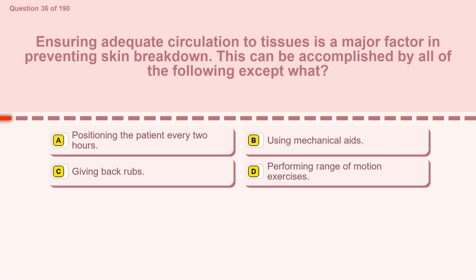Question 36. Ensuring adequate circulation to tissues is a major factor in preventing skin breakdown. This can be accomplished by all of the following except what? Option A. Positioning the patient every 2 hours. Option B. Using mechanical aids. Option C. Giving back rubs. Option D. Performing range of motion exercises.